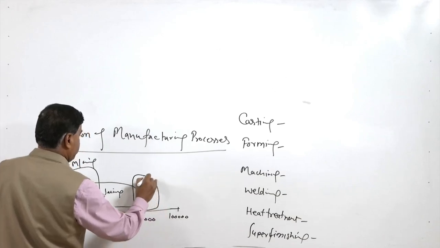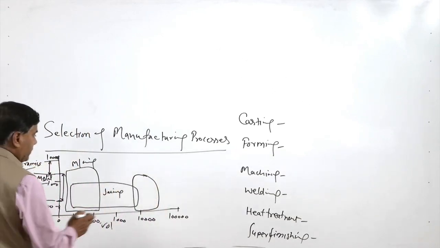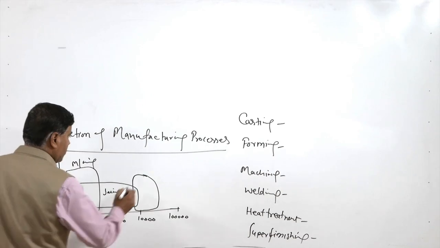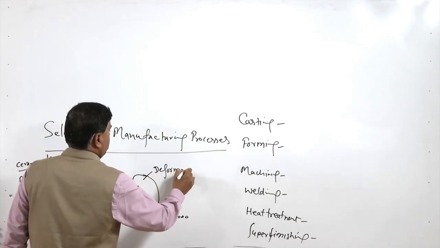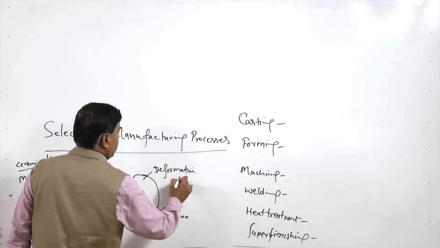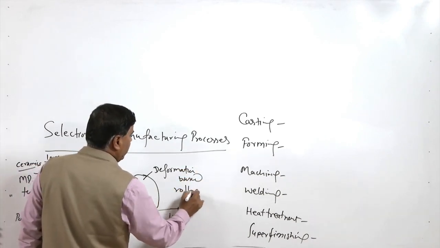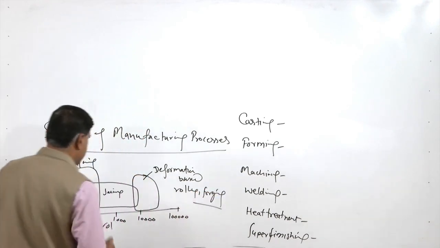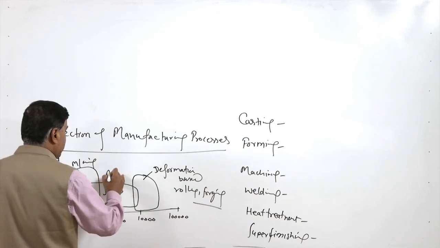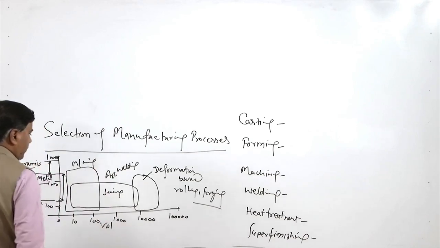Normally they are justified for the higher volumes, like 1000 to 10,000. So, these deformation based processes will involve rolling, forging, extrusion, etc. Joining will involve processes like arc welding, and then machining.